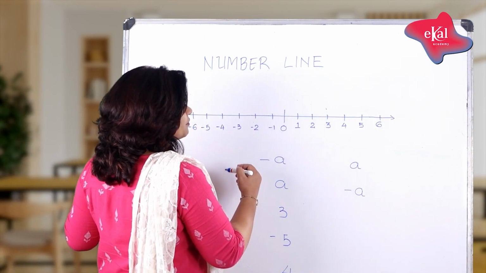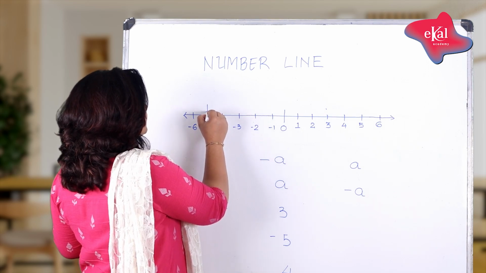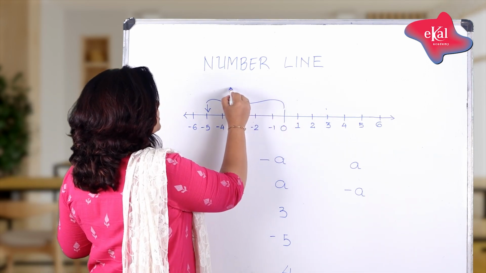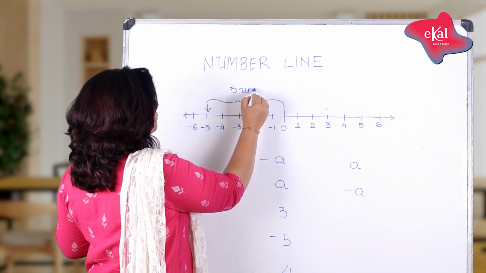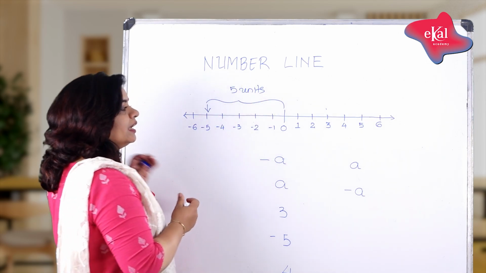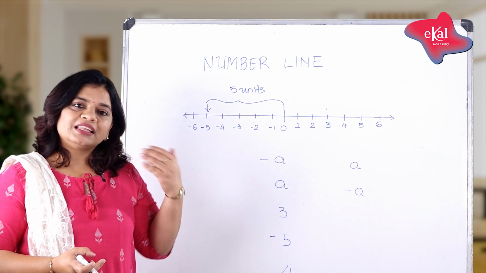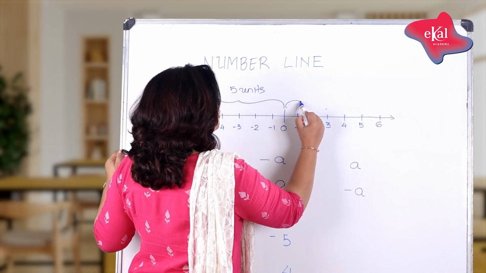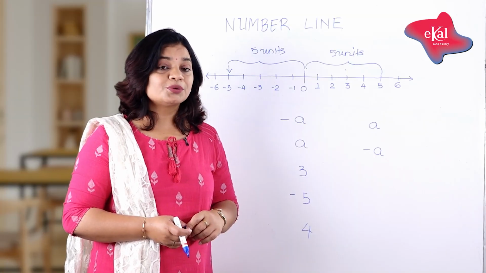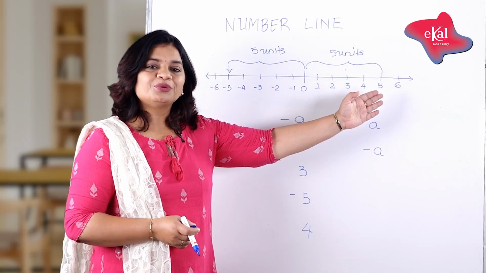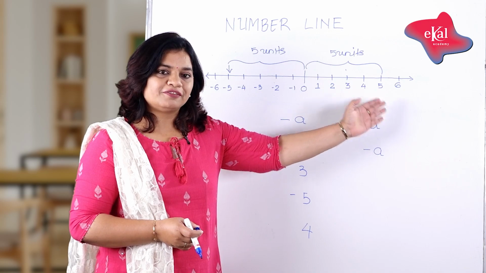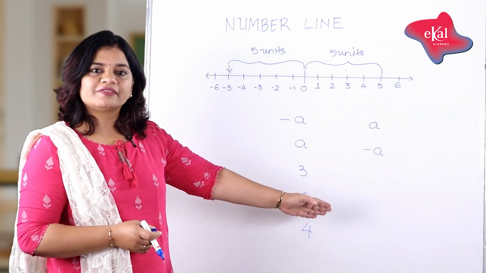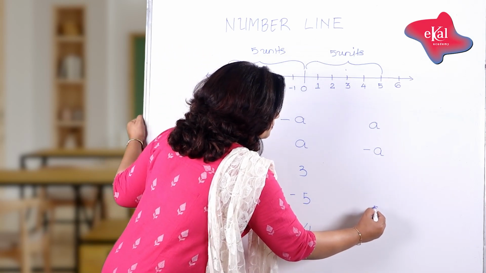Minus 5 is located here, which is at a distance of 5 units from 0. So definitely its opposite will also be at an equidistance from 0, that is 5 units towards the right. At an equidistance from 0 towards the right is plus 5. So what will be the additive inverse of minus 5? The additive inverse of minus 5 will be plus 5.